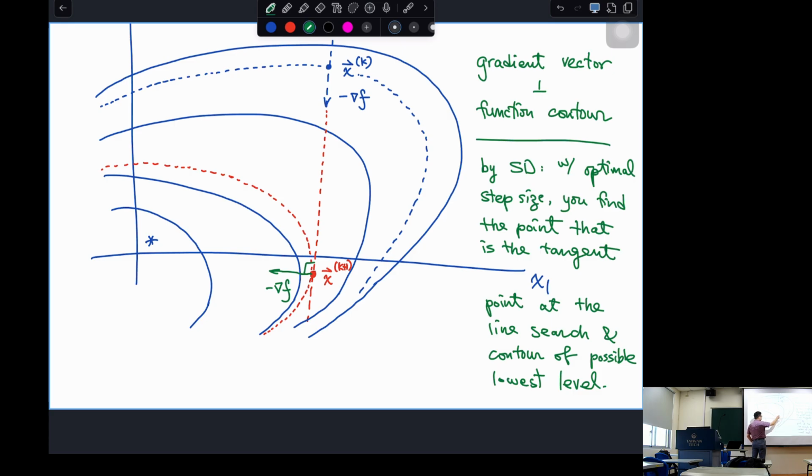And when you do gradient, the gradient is going to be perpendicular to the contour. And since this is the tangent point, so this negative gradient is also perpendicular to the previous negative gradient. So this one and this one, they are perpendicular to each other. That's why in steepest descent, you are always doing this kind of 90-degree turn, zigzag. Okay? And that makes it ineffective. It's not a very efficient way to find your solution.